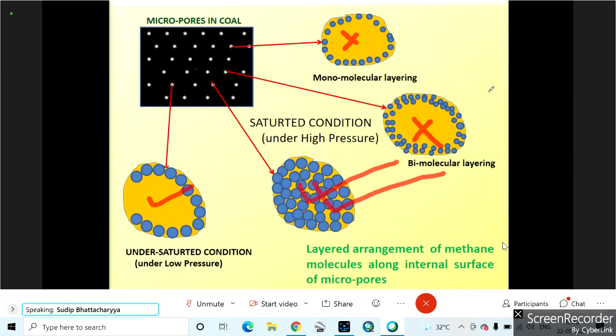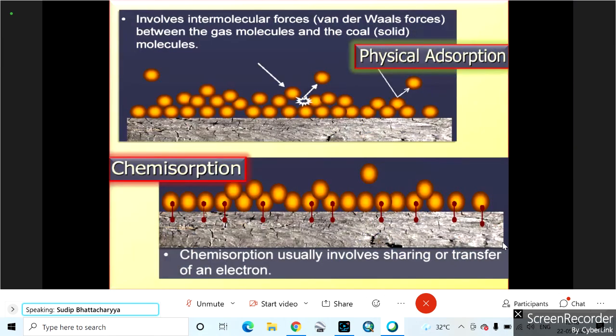For this, there are two things. Methane may be adsorbed over a coal surface. This is a coal surface. Over the coal surface, there is van der Waals force of attraction, and the methane molecules get attracted. This is physical adsorption, or chemical adsorption, sharing or transferring electrons. So these are the two types, physical adsorption or chemical adsorption. The methane molecules will be adsorbed on the surface. Just see this phenomenon, adsorption.